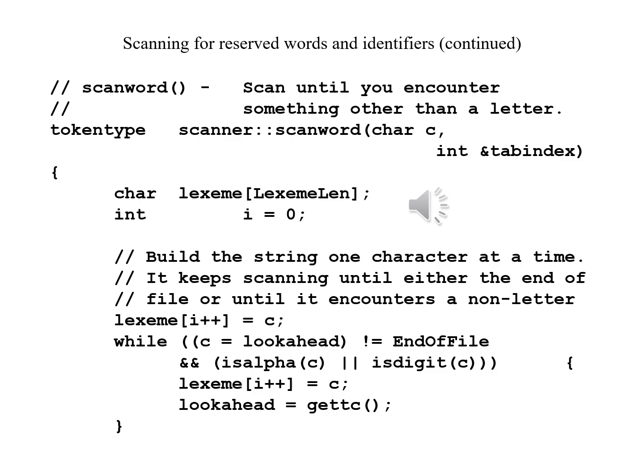We enter the method scanWord knowing that C is a letter. The first thing that we'll do is we will put this at the beginning of the lexeme, and as long as the new look-ahead is not the end-of-file marker, and as long as it is either a letter or a digit, we will concatenate it into the lexeme that we're building. After every time we do this, we need to fetch the next look-ahead.